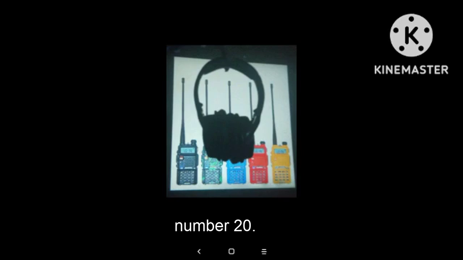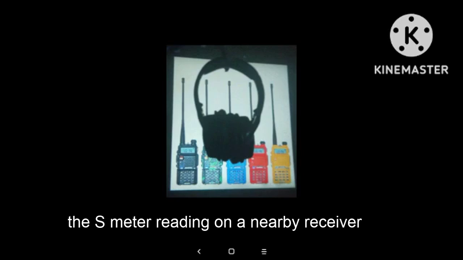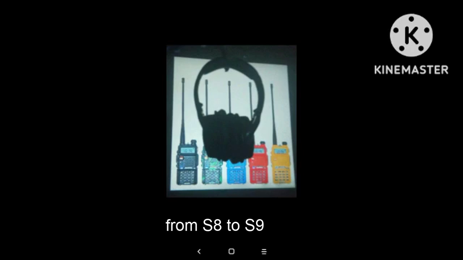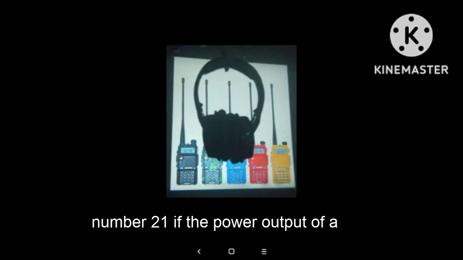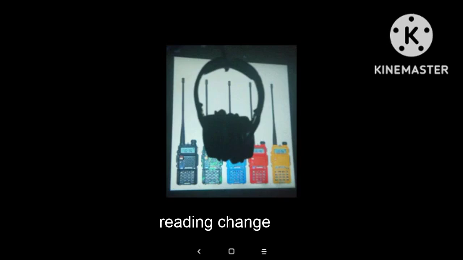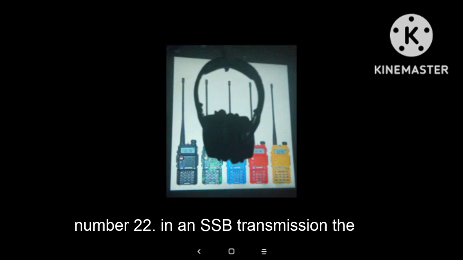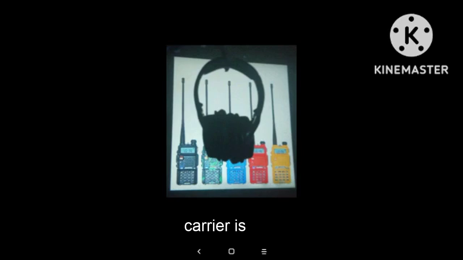Number 20. By how many times must the power output of a transmitter be increased to raise the S-meter reading on a nearby receiver from S8 to S9? Approximately 4 times. Number 21. If the power output of a transmitter is increased by 4 times, how might a nearby receiver's S-meter reading change? Increase by approximately 1 S-unit. Number 22. In an SSB transmission, the carrier is reinserted at the receiver. Number 23.